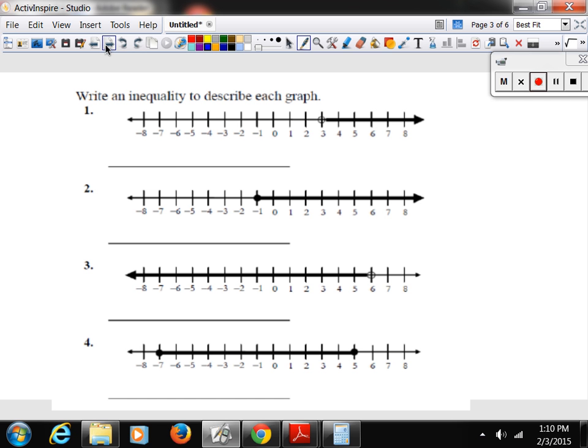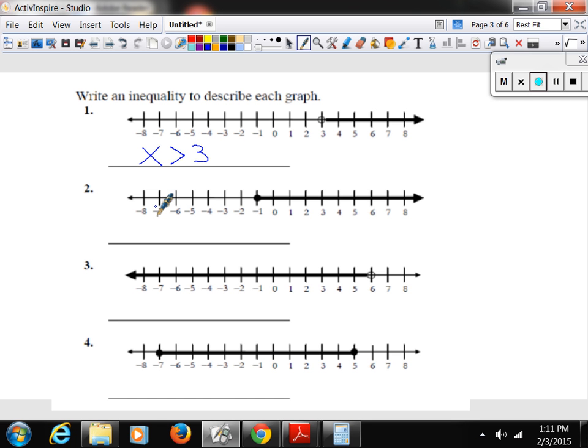Let's use the letter x on all of these. So greater than, x is greater than 3 is correct, because it's all the bigger numbers. Greater than means bigger. And it's not equal to 3, it's just greater than, so it's got to be an open circle.